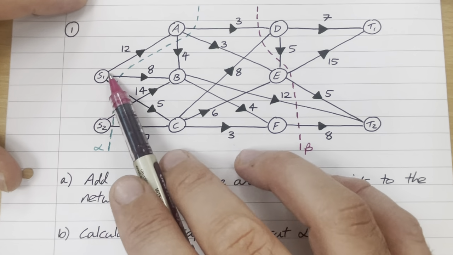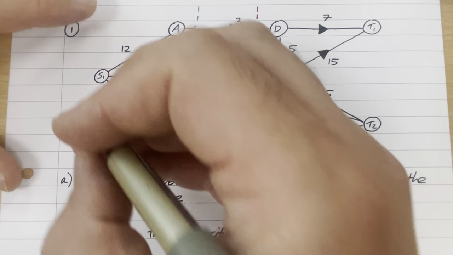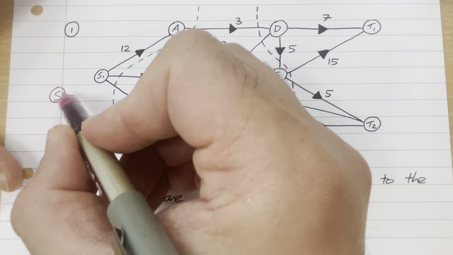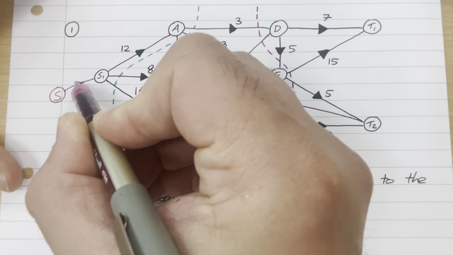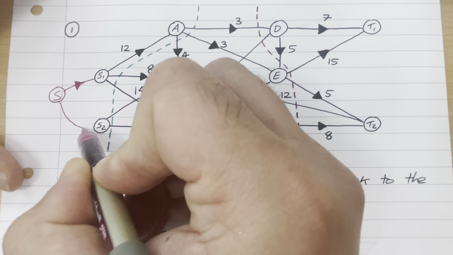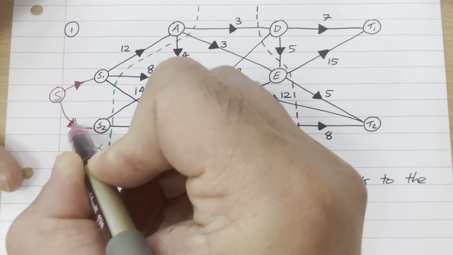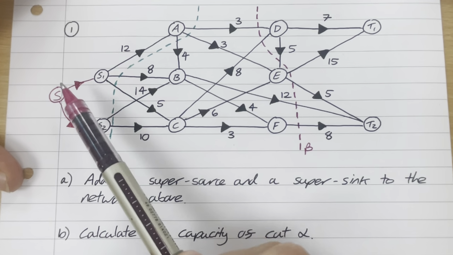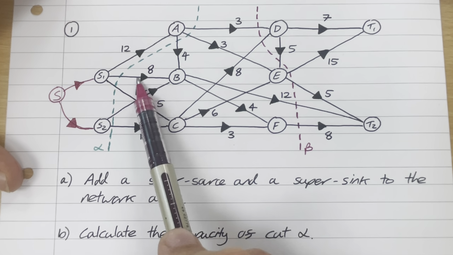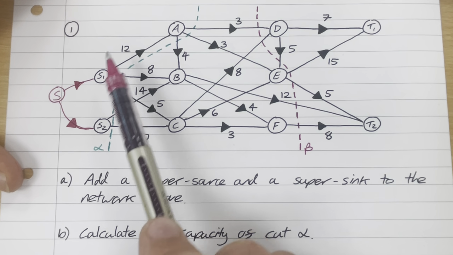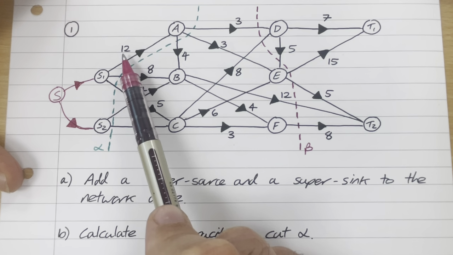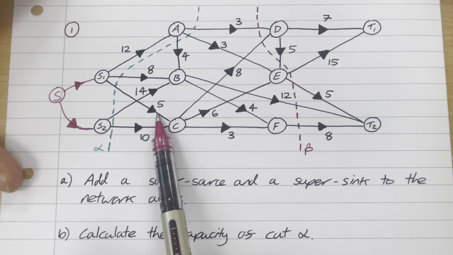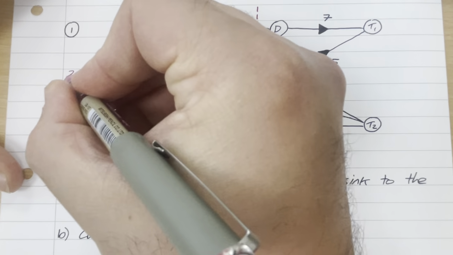Okay, so we've got two sources, they're conveniently labeled S1 and S2 for us. So I can just pop in my super source there, which is going to be just the letter S. And then I'm going to pop in an arc there and an arc there. So one arc from the super source to each of the sources. The number that goes on this arc is equal to the sum of all of the arcs coming out of that source. So source one has got 12 coming out that way as a capacity, 8 that way, and 5 that way. So therefore, the number that goes on that arc is going to be 25.